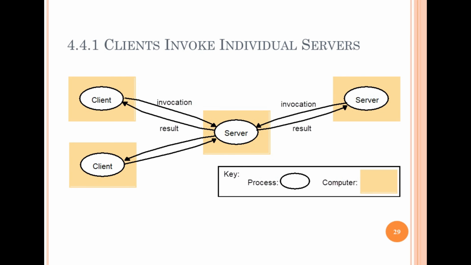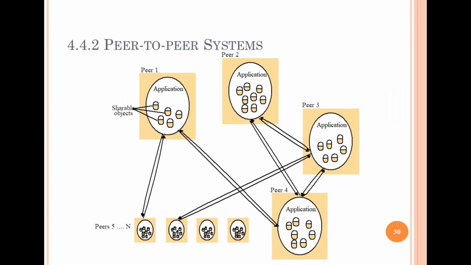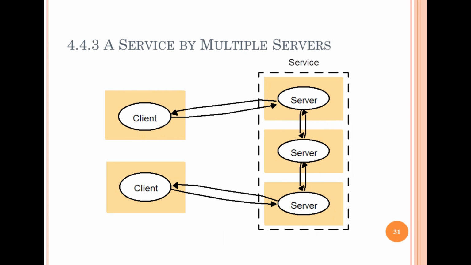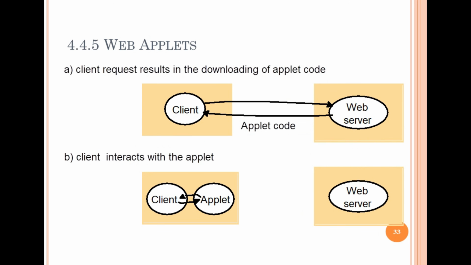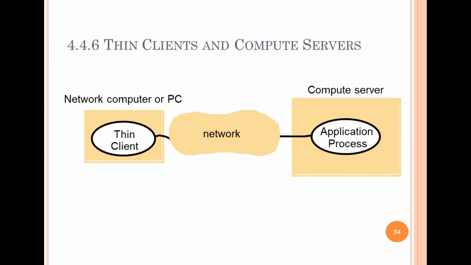Clients invoke individual servers. Here is the diagram of clients invoking individual servers. How they work. P2P network systems. How they work. Services by multiple servers: how a client sends a message to a server, and how a server receives a message from a client. Web proxies, web applets, thin clients and compute servers.